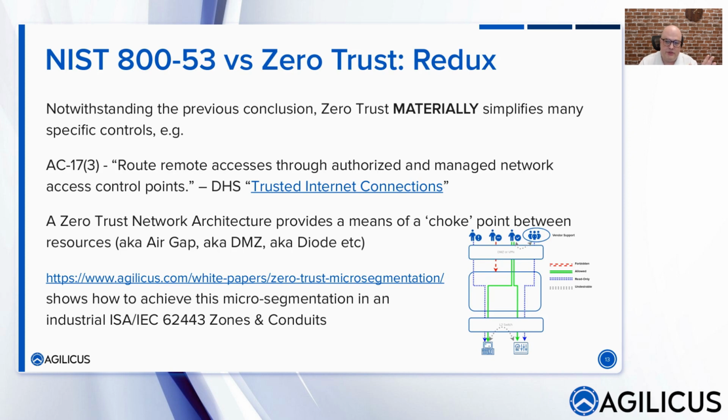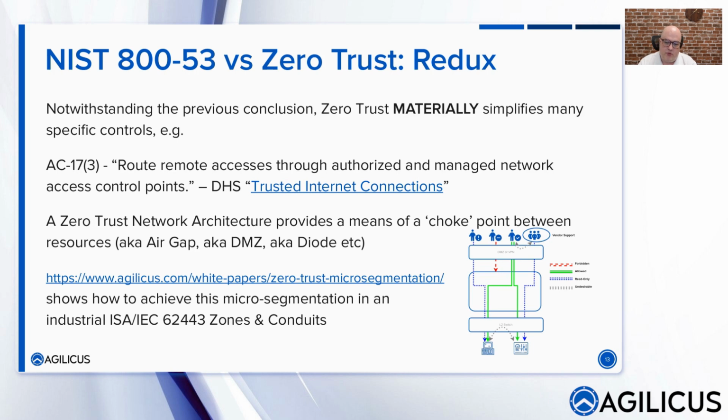AC 17.3, which is that access control one, they want you to route all your inbound remote access through a single authorization point. Department of Homeland Security calls this trusted internet connections, or TIC, and they sort of play off that in here. Other people in other industries, they talk about air gap and diodes, etc. But what you're really talking about is you need a choke point where people come in, you figure out who they are, figure out what they're trying to do, you get them to that thing, again, that who, what, how. Without this framework, without this zero trust network architecture in place, this would be a very challenging thing to achieve.